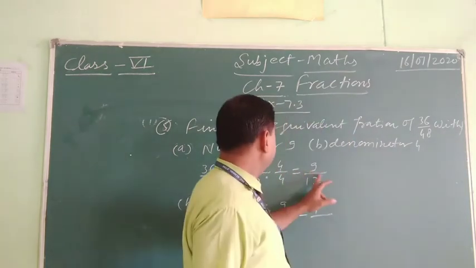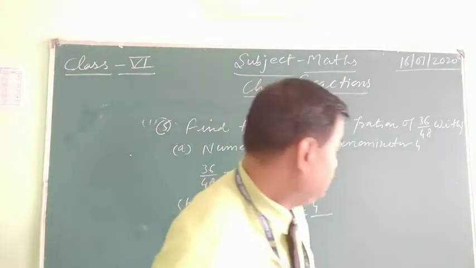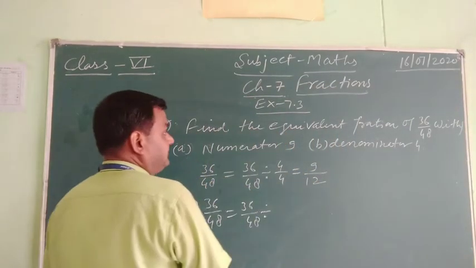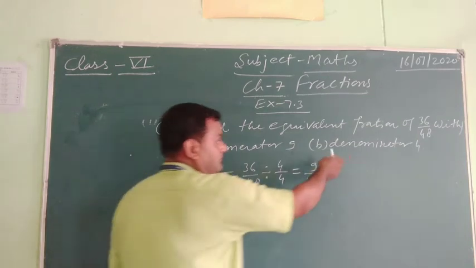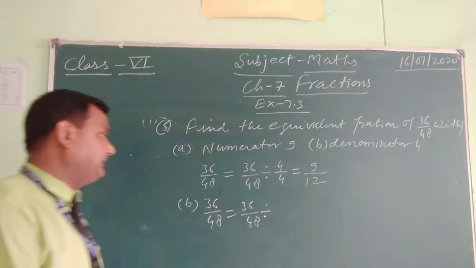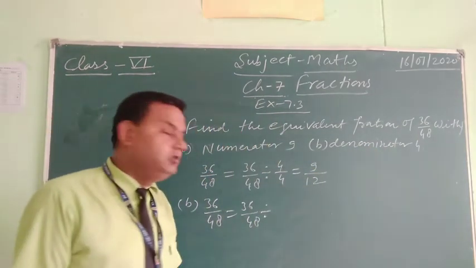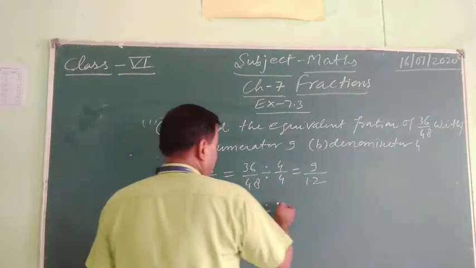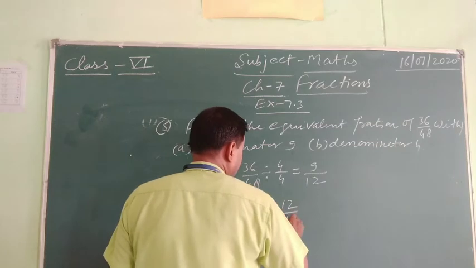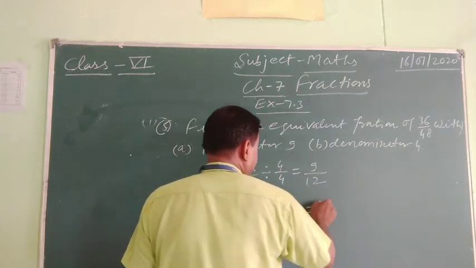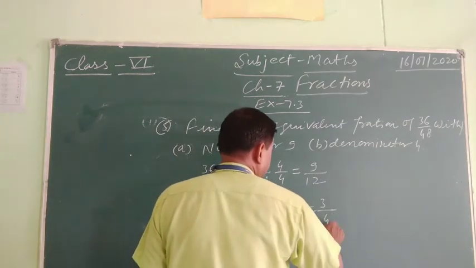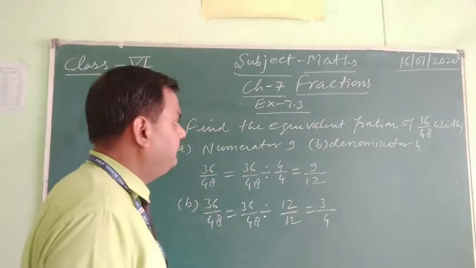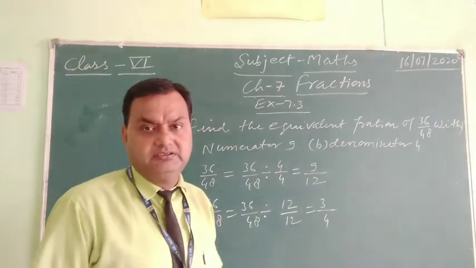Now 9 was the numerator. Then 36 upon 48, we have to convert to denominator 4. What will you do? We will divide by 12. 12 threes are 36, 12 fours are 48. So 3 upon 4 is the equivalent fraction of 36 upon 48.